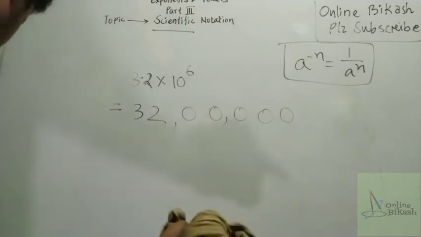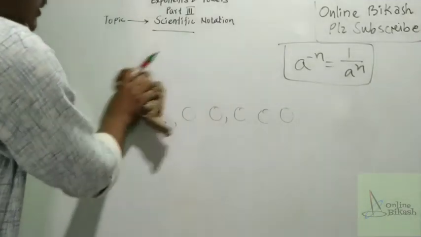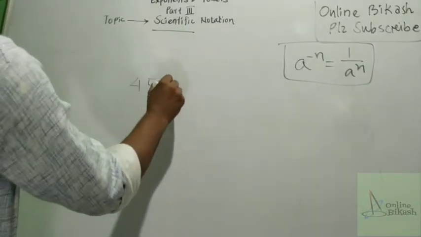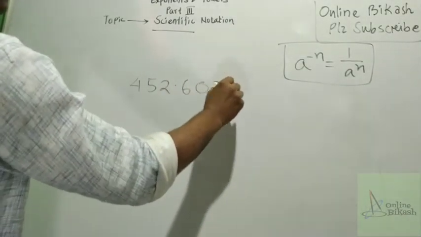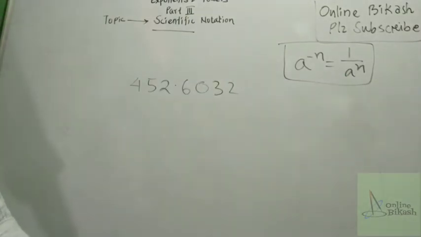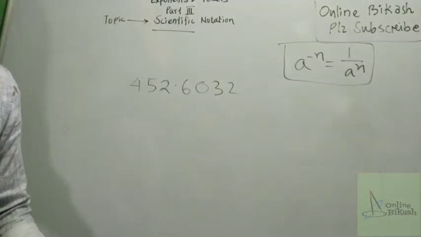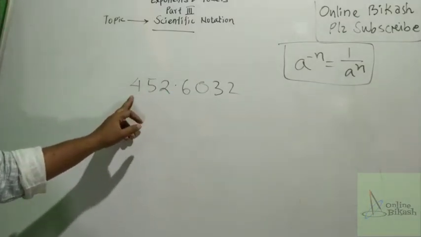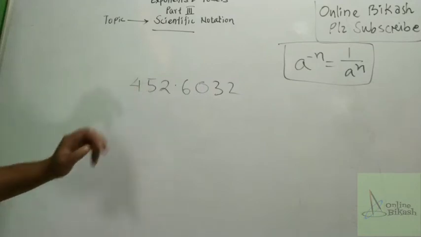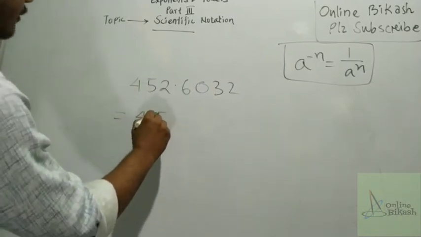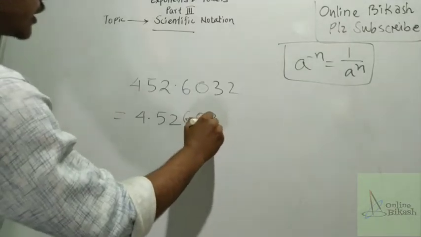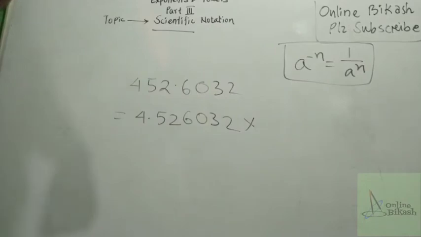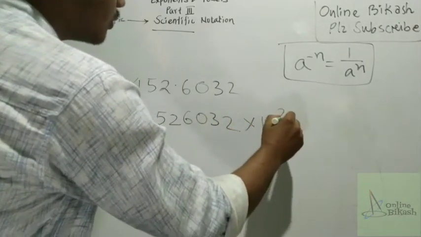Now sometimes I have a question. Sometimes we come across a number like this. Say you have 452.6032. How can we express it in scientific notation? It is very simple. Just move the point after a non-zero digit. That means the point will go here. So we have to write 4.526032. Since these are not zeros, we have to write them in. Into how many places have we moved? 2 places. So 10 to the power 2.